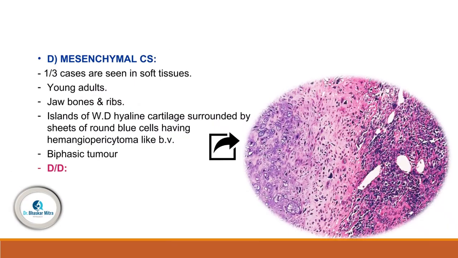Now comes the mesenchymal chondrosarcoma. One third of these cases we see in the soft tissue counterpart. Among the young, young adults, jaw bones and ribs are the common sites. There are islands of well-differentiated hyaline cartilage, surrounded by sheets of round blue cells having hemangiopericytomatous vascular areas. Here we see the undifferentiated area, the small round cells. These are the chondrosarcoma cells, with the presence of benign hyaline cartilage in one part of the tumor. So actually we see a biphasic pattern in these tumors.